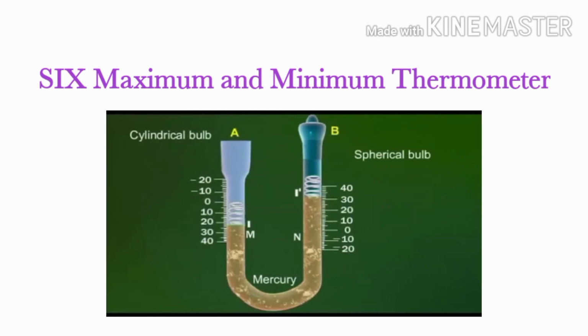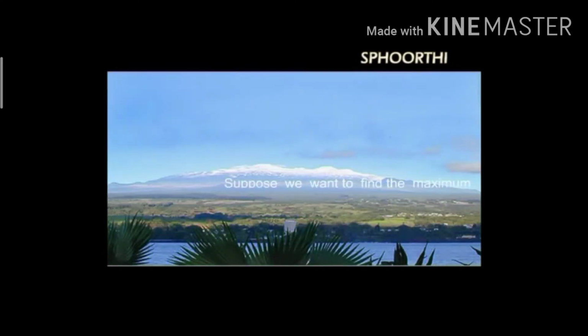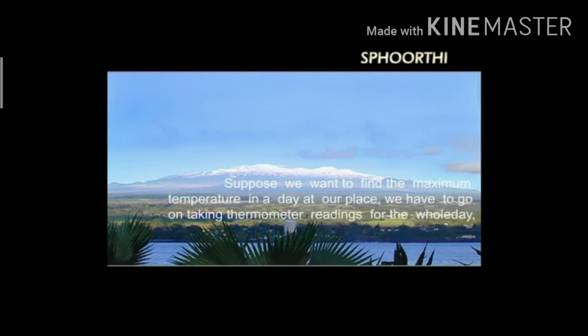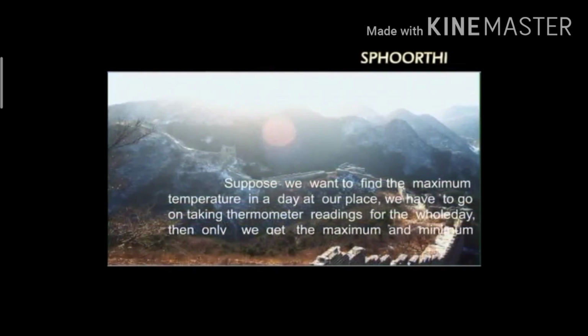Six's maximum and minimum thermometer. By using this, we can measure the maximum and minimum temperatures of the day at a particular place. Suppose we want to find out the maximum and minimum temperatures in a day at our place, we have to go on taking thermometer readings for the whole day. Then only we get the maximum and minimum temperatures of the day.